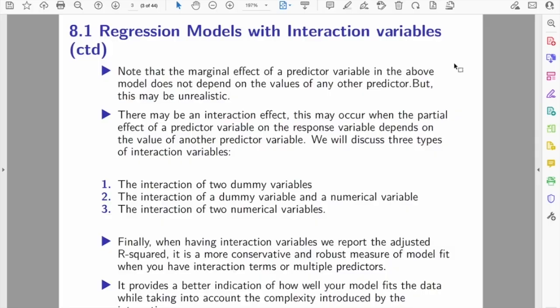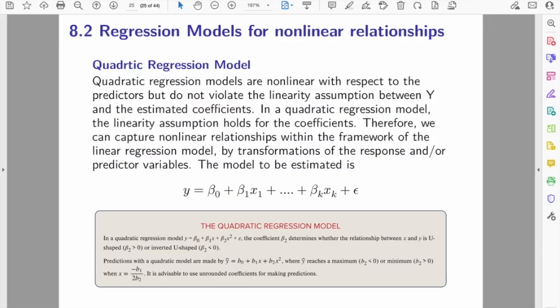This may occur when the partial effect of a predictor variable on the response variable depends on the value of other predictor variables. We are going to give examples later of the interaction of two dummy variables, the interaction of a dummy variable and a numerical variable, and the interaction of two numerical variables. Finally, when we build the models, we are going to report again the adjusted R squared. Why is that? It's a more conservative and robust measure. Also, it provides a better indication of how well your model fits the data while taking into account the complexity introduced by the interactions.